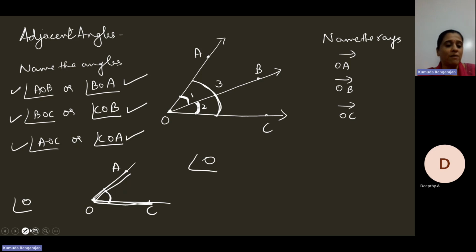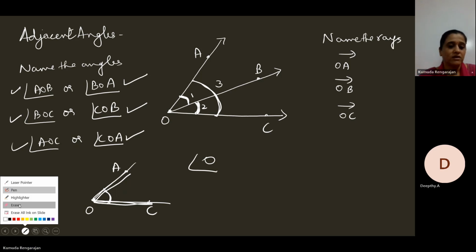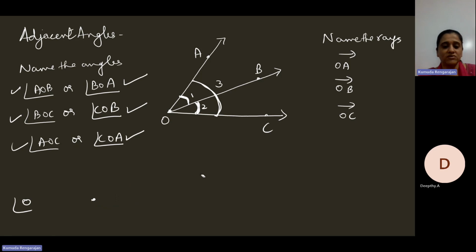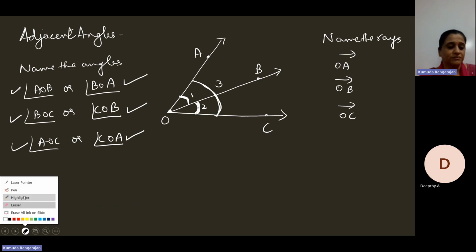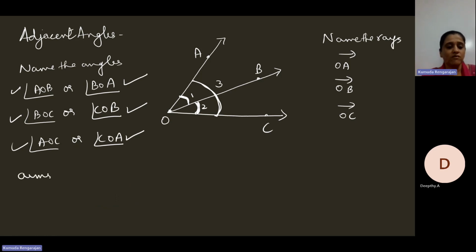Okay. Now, name the arms of the angle. Name the arms. I'll just write, I'll be specific. Arms of angle AOB. Name the arms of angle AOB. Arms are rays. So arms of angle AOB: ray OA and ray OB. Yes or no?